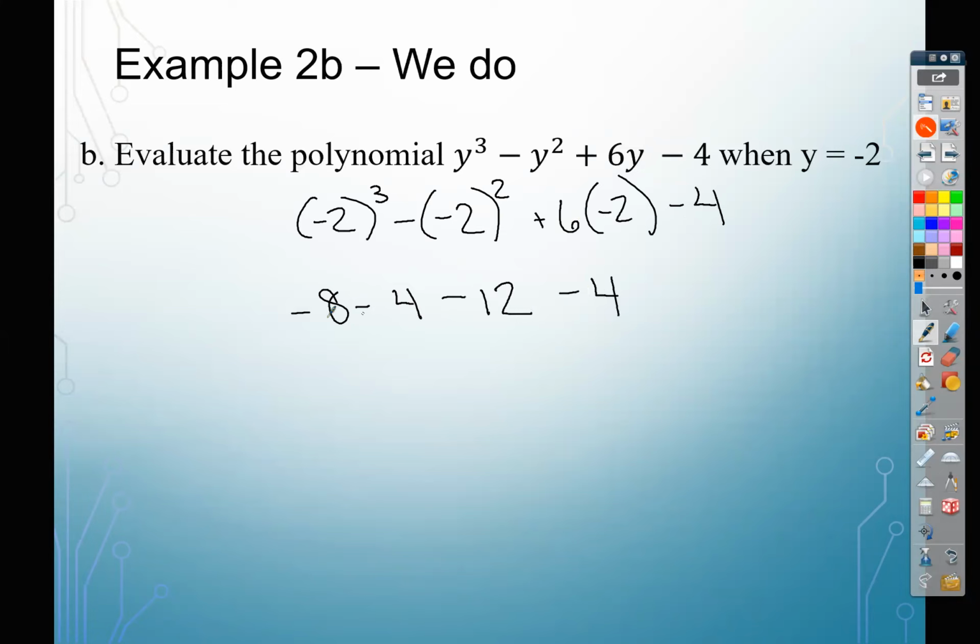So I'm going to go from left to right. Negative 8 minus 4 is negative 12. Negative 12 minus negative 12 is negative 24. And negative 24 minus 4 is negative 28.